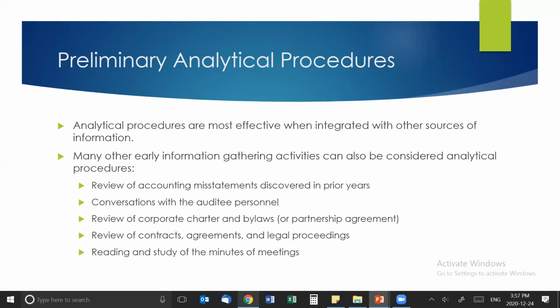It's a similar thing when you're reviewing contracts or agreements. If you see a lease agreement, for example, but you don't see any lease expense or any leased asset on the financial statements, then you need to question that. Or if you see loan agreements, but you don't see that reflected in your liability section, then you would have to question that. So analytical procedures are basically for you to figure out what the risk areas are and what you are going to go and get more information for.